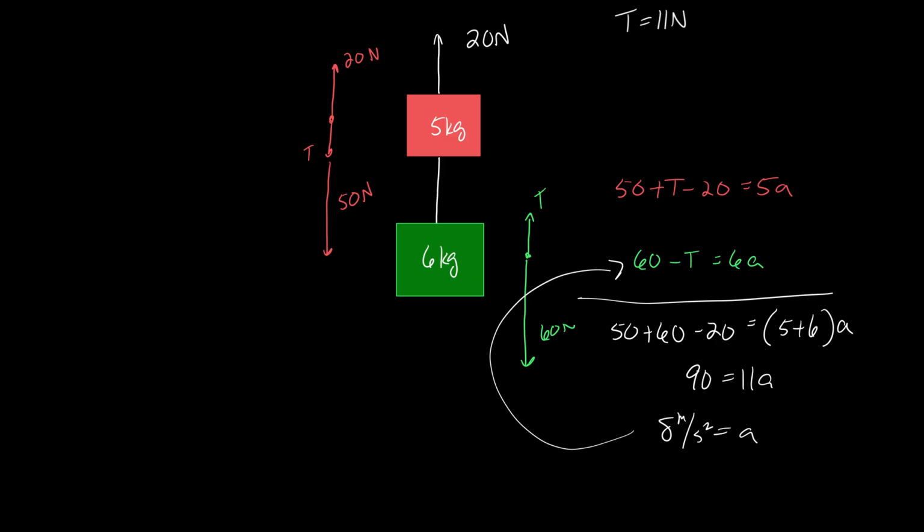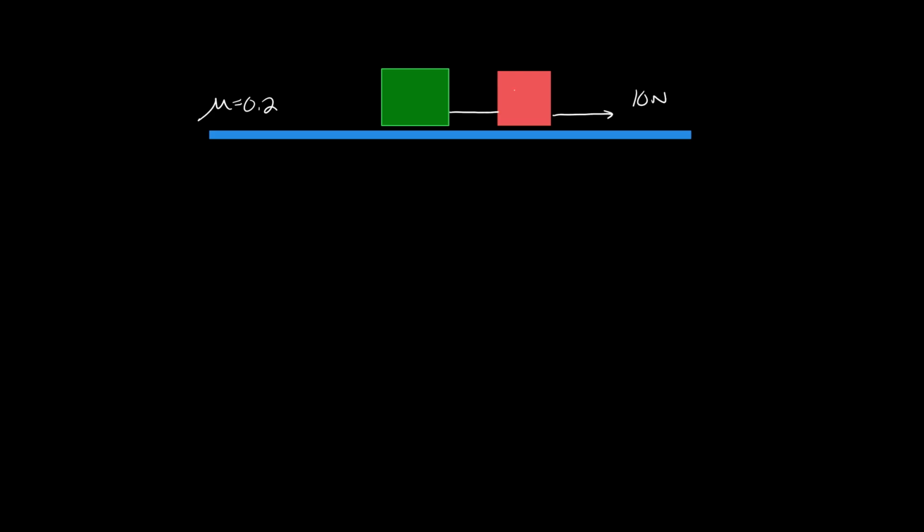Another one? Let's bring back our two favorite boxes because they've been serving us so well. But this time, let's not leave out friction. Friction's been wanting to play for a while, so let's put our friction in there. We'll come back to our 10 newtons like we had before. Our 5 kilogram box, our 6 kilogram box.